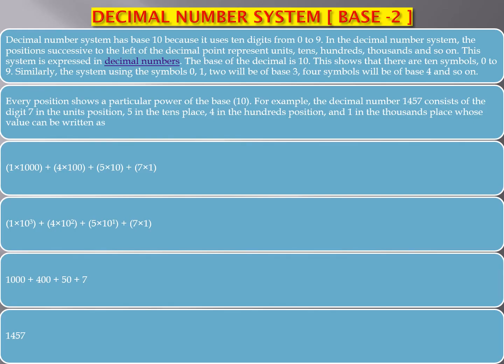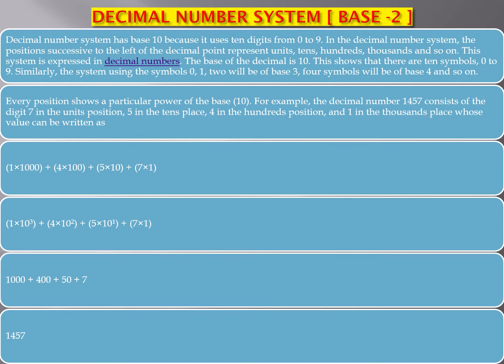Decimal number system. The decimal number system has base 10 because it uses 10 digits from 0 to 9. In the decimal number system, the positions successive to the left of the decimal point represent units, tens, hundreds, thousands, and so on. This system is expressed in decimal numbers. The base of these decimals is 10. This shows that there are 10 symbols, 0 to 9. Similarly, a system using symbols 0 and 1 will be of base 2, 3 symbols will be base 3, 4 symbols will be base 4, and so on. Every position shows a particular power of the base 10.